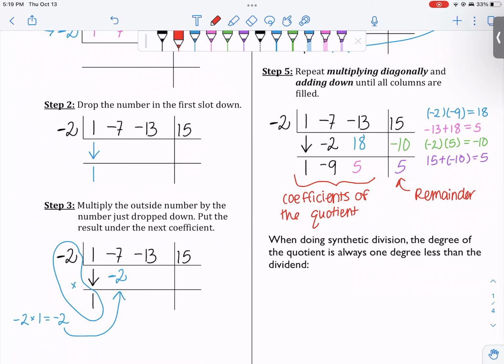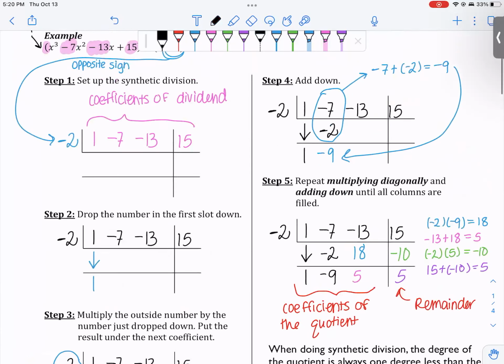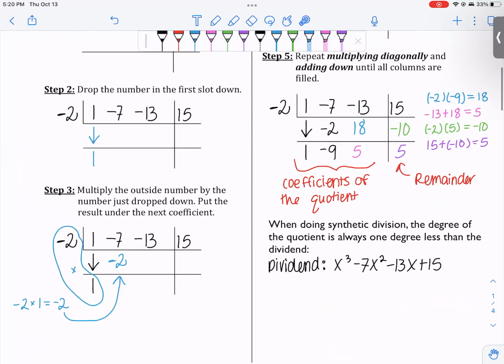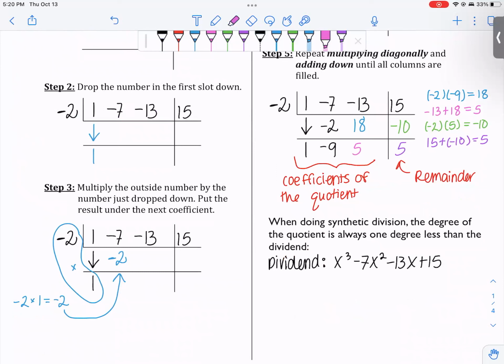When you're doing synthetic division, the degree of the quotient is always one degree less than the dividend. So if our original dividend was x cubed minus 7x squared minus 13x plus 15, this is a degree 3. That means that our answer is going to start with degree 2.